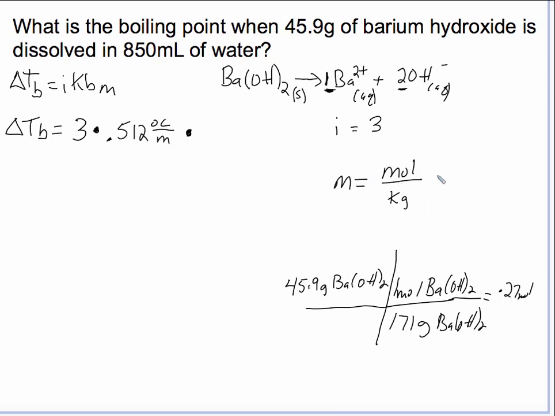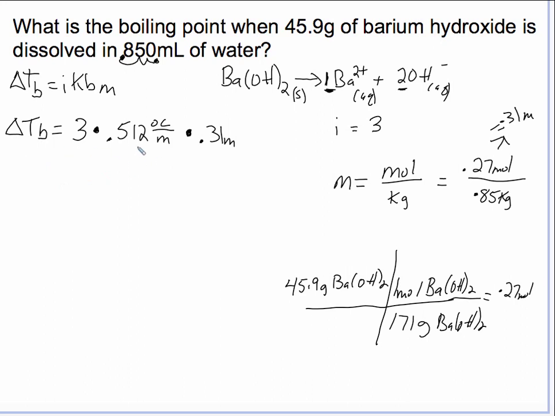So if we're trying to do this molality formula, we're going to take 0.27 moles, then we have to divide that by the kilograms of solvent. Remember, if you're in milliliters, you can change to kilograms by moving the decimal 3 spots. Okay, so that's going to be 0.85 kilograms. And so when you take 0.27 divided by 0.85, that's going to equal around 0.31 little m. So I'm going to take that molality and plug it in right here, 0.31 little m.